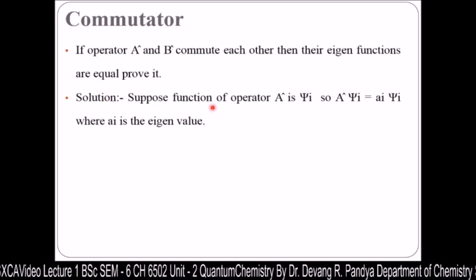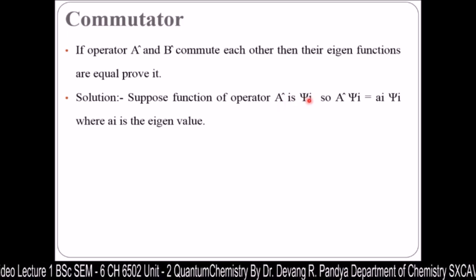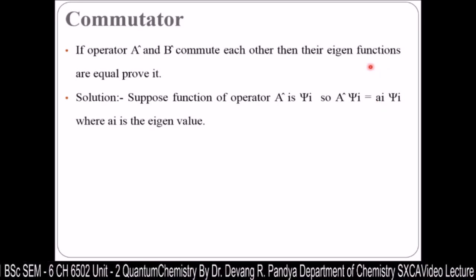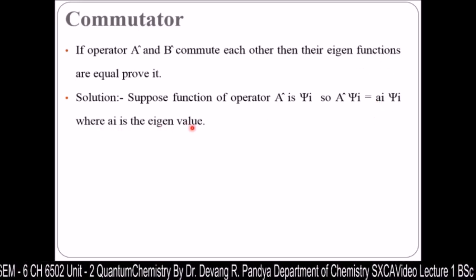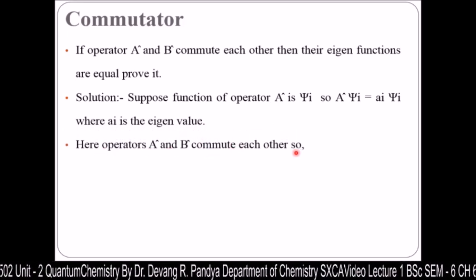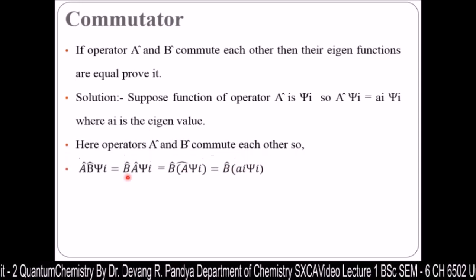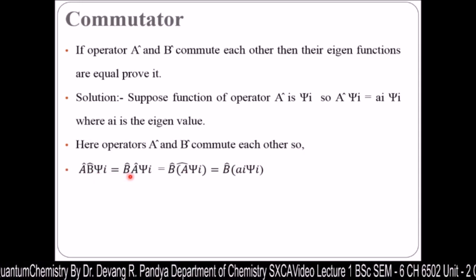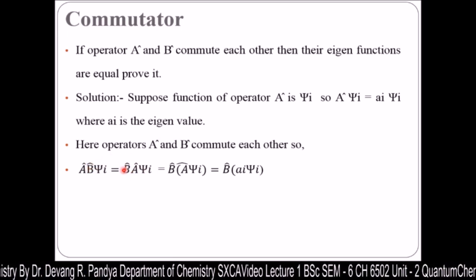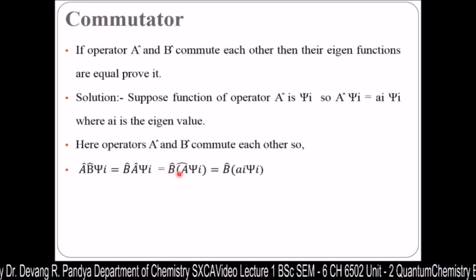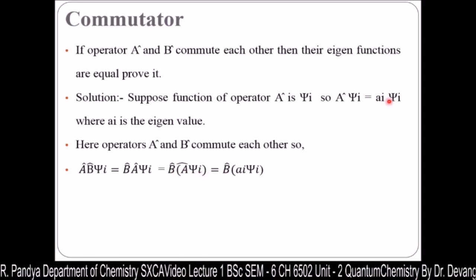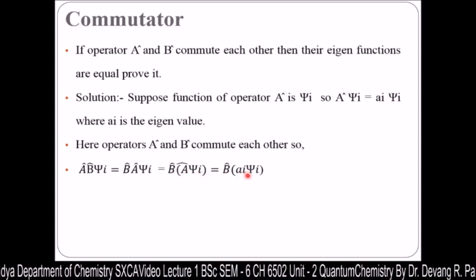Suppose the function of operator A is psi I. So A psi I is equal to AI psi I because of the eigenvalue relation, where AI is the eigenvalue. Here operators A and B commute with each other. So AB psi I is equal to BA psi I, one after the other. This is called the commutation relation. A operator operates on psi I is equal to B. Now A psi I is equal to AI psi I, so that we can put it over here.